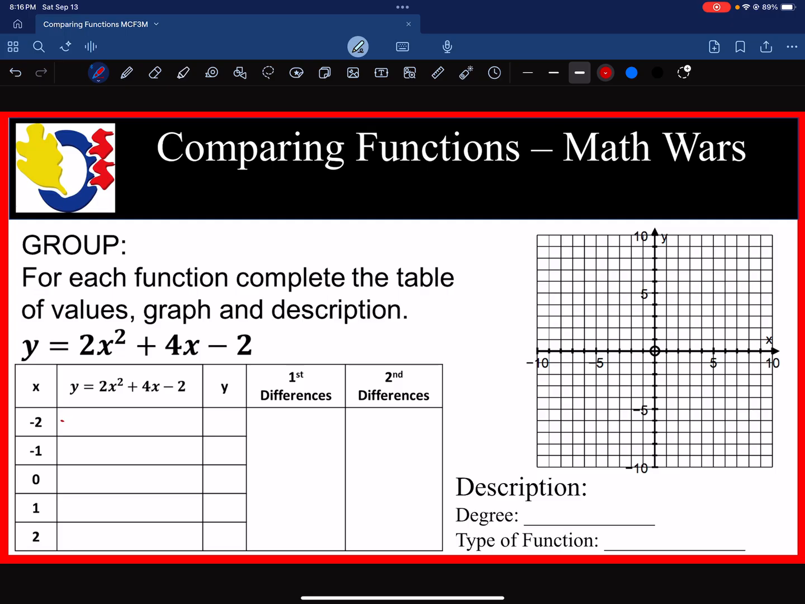So I'm just substituting in. This time you'll notice that there's an x squared. So 2 times negative 2 squared plus 4 times negative 2 minus 2. So that's going to give me 4 times 2, which is 8, plus 4 times negative 2 is negative 8 minus 2. So we are going to get minus 2.